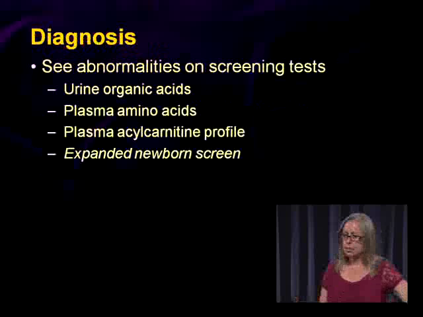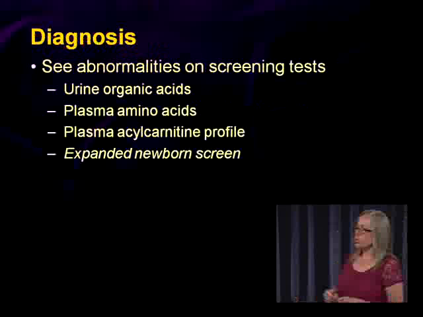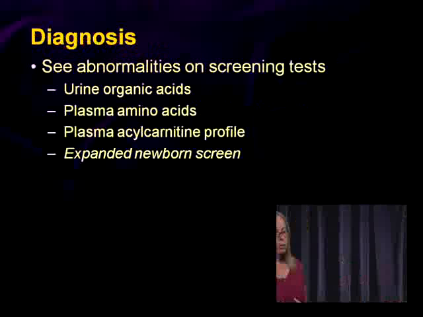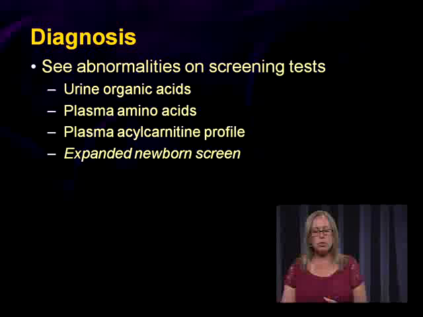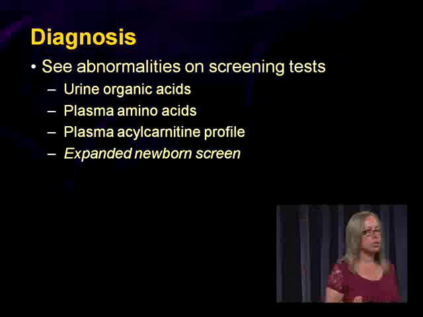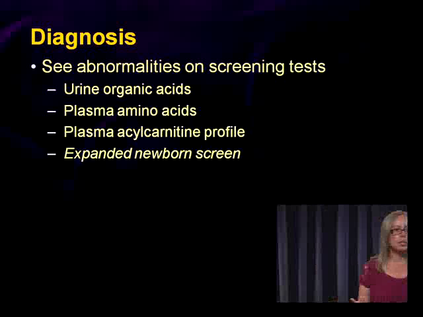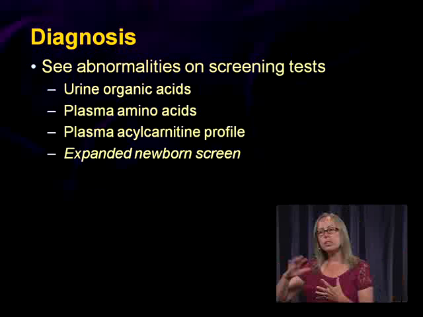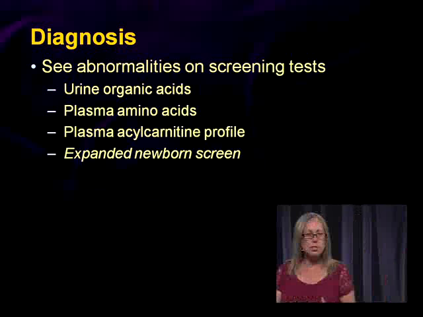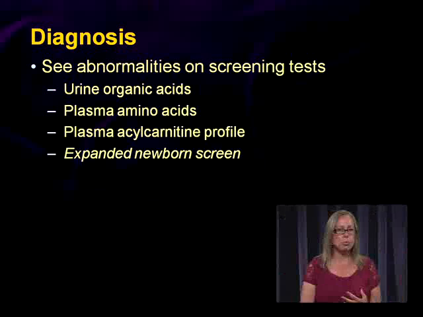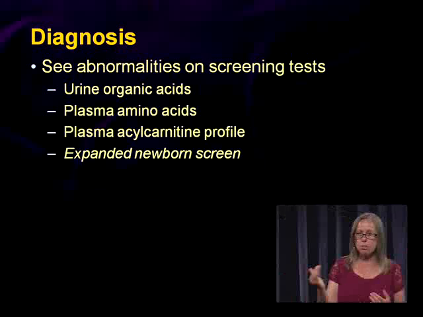So you can see abnormalities on screening tests. You look at urine organic acids, plasma amino acids, and plasma acylcarnitine profile, and then most states now have moved to expanded newborn screening. So not only are you getting PKU and hypothyroidism, but you're now getting this whole tandem mass spec of all of these compounds of your acylcarnitines and amino acids, which allows us to pick up a much broader range of inborn errors of metabolism from the time of birth.